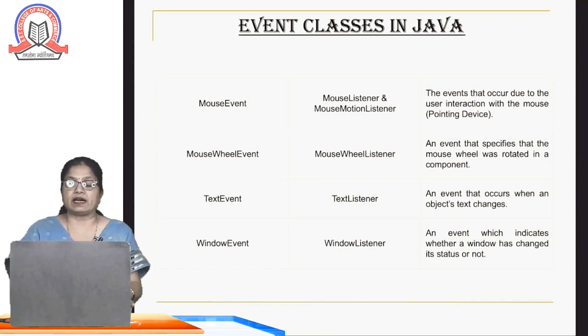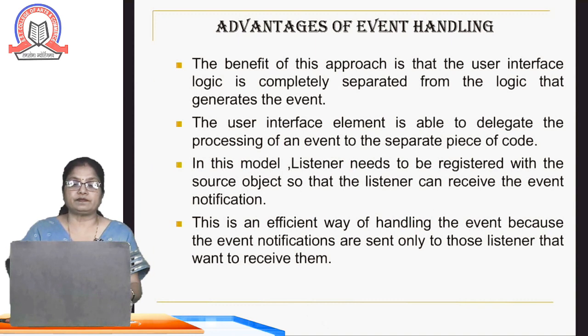These are the events that occur due to the user interaction with the mouse. For mouse wheel event, mouse wheel listener is there, an event that specifies that the mouse wheel was rotated in a component. For text event, there is a text listener, an event that occurs when an object's text changes. For window event, there is a window listener, an event which indicates whether a window has changed its status or not.